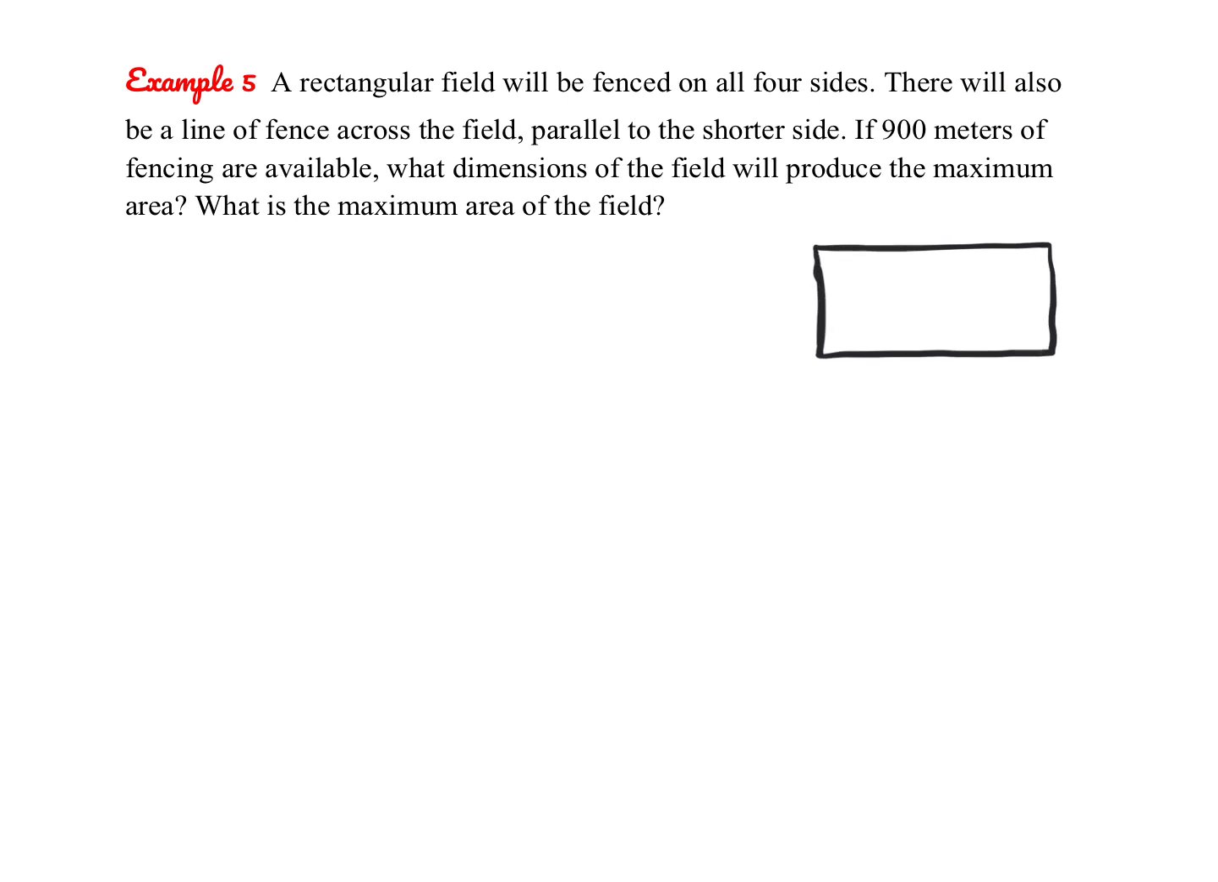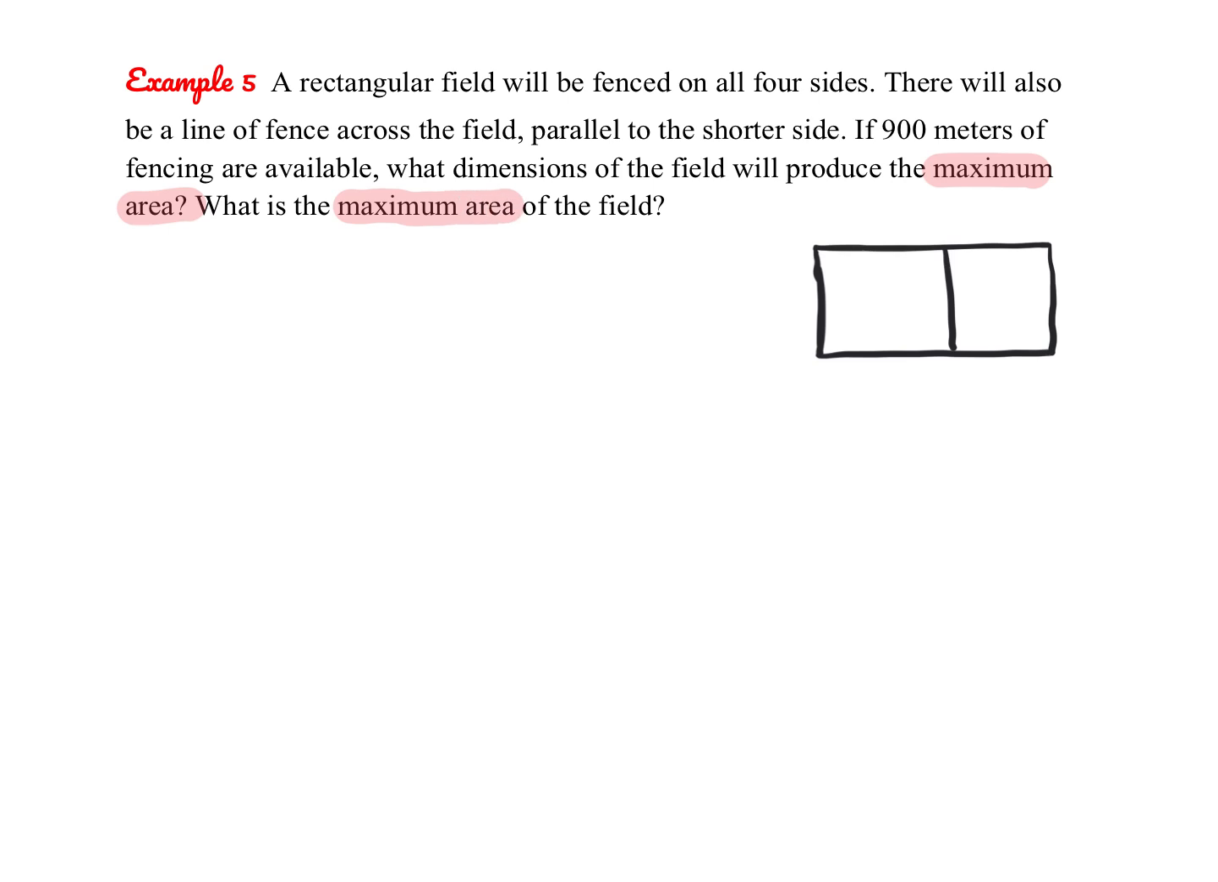And then it says there will also be a line of fence across the field parallel to the shorter side. So these are the shorter sides, so that means there's going to be a line somewhere across that's parallel to that. Doesn't need to be exactly in the middle, it's just somewhere. It says if 900 meters of fencing are available, what dimensions of the field will produce the maximum area? What is the maximum area? So here we're going to need to create an equation that models the area because we want to maximize the area. And then we actually need to find that maximum value.